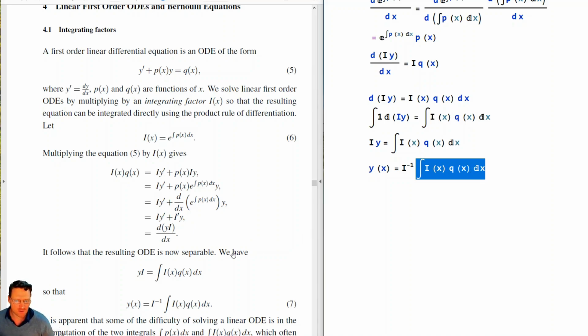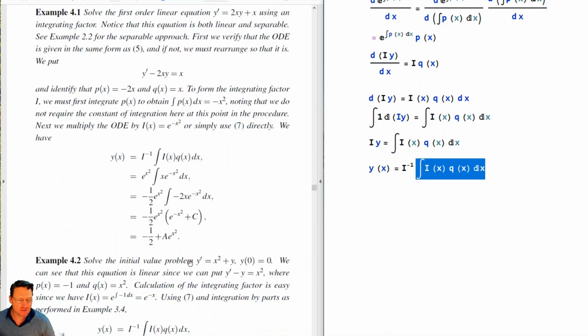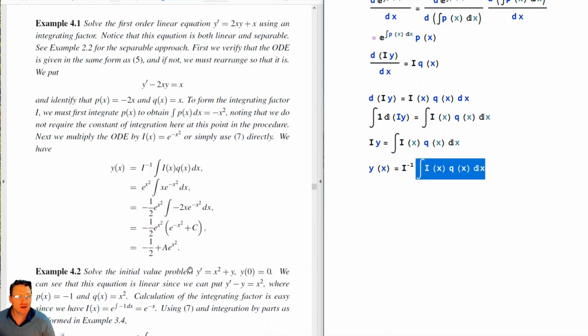Okay, so next I think we're going to look at some examples. Let's scroll on to the next page. So we have our first example here. Solve the first order linear ODE y dash is equal to 2xy plus x using an integrating factor.